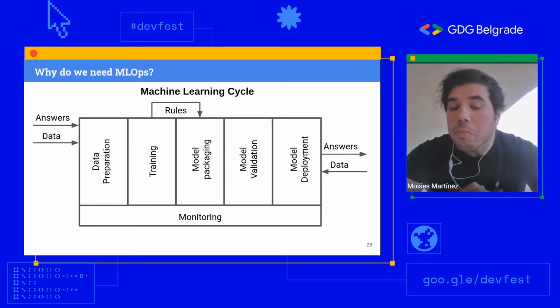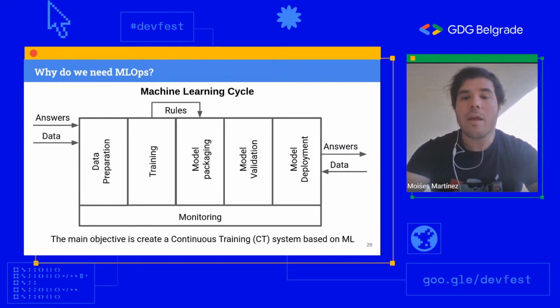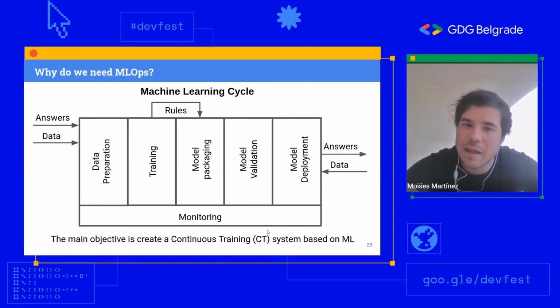And this is why we can explain why we need machine learning operations. Because during the process of generating a machine learning model, we need to execute and define many processes, which have to be orchestrated in a correct way. And these things are the new operations that the machine learning process includes and that have to be orchestrated, managed, and used to generate good models. And why? Because the main objective of machine learning processes is to create a continuous training system based on machine learning, of course. But the machine learning code or training process is the smallest part of the system.